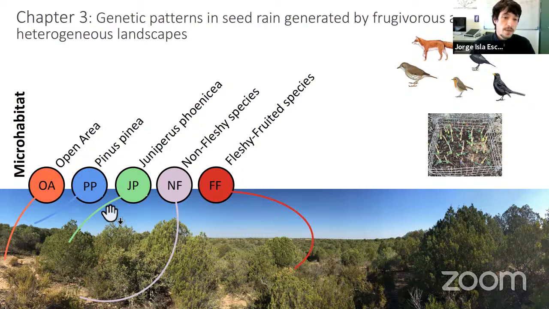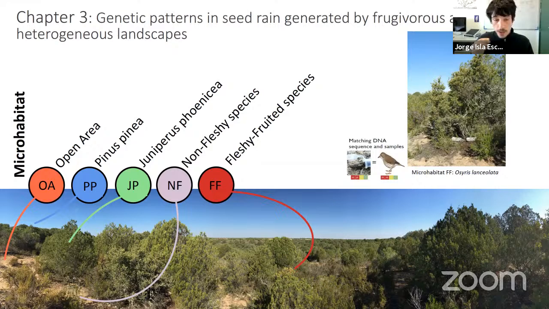So what we do at this point, and the question that we have is, what are the genetic patterns generated by frugivores in these different types of microhabitats? So what we do is, again, collect feces in different microhabitats, and we are doing DNA barcoding of these feces to know the different frugivory preferences and to know which animal each feces is from.